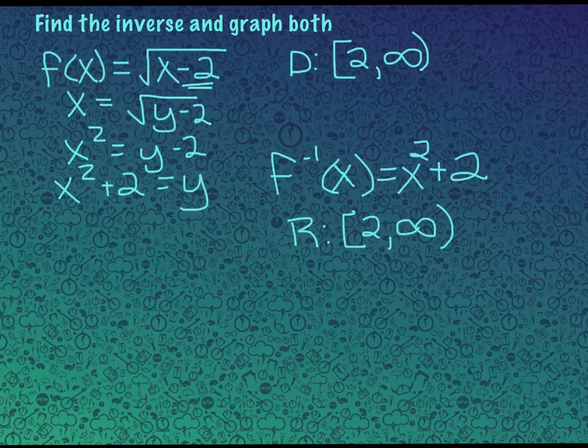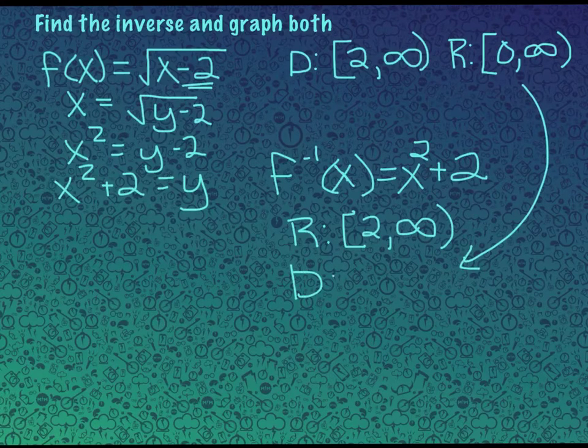Now, the thing about that is, on the original, the range was restricted also. The range was all y's that were greater than or equal to 0, 0 to infinity. So that becomes your domain here. Domain 0 to infinity. We're only going to plug in positive x's now. So let's graph those.